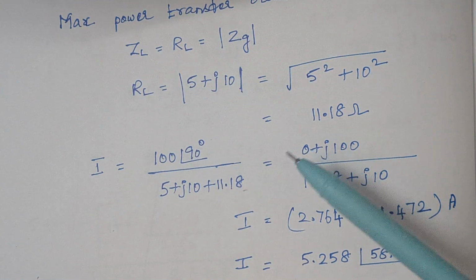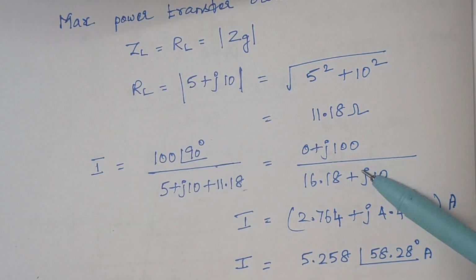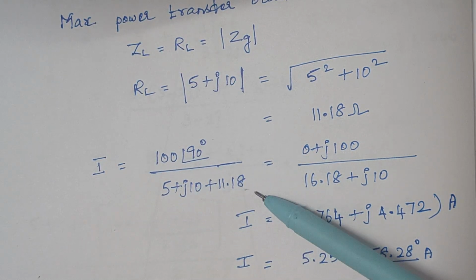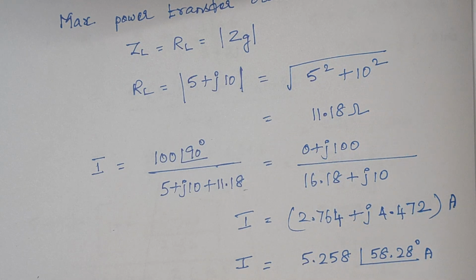Again, it's up to you. Here I have converted the polar form to rectangular form. If you need, you can even convert the rectangular form of the denominator to polar form. It is up to you. Anyway, the calculator is going to do that. So do it carefully.